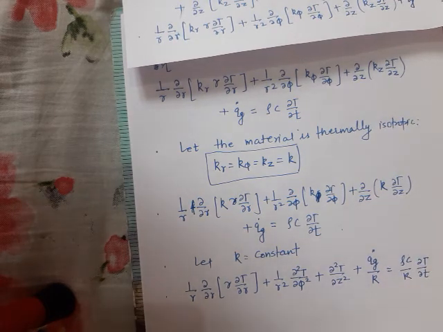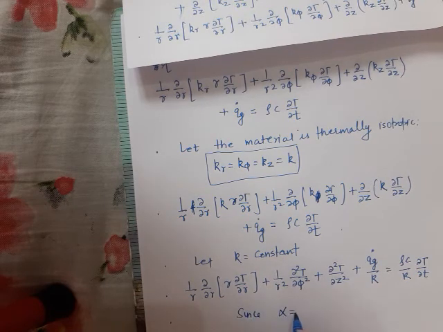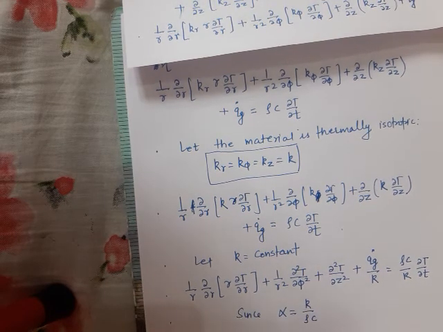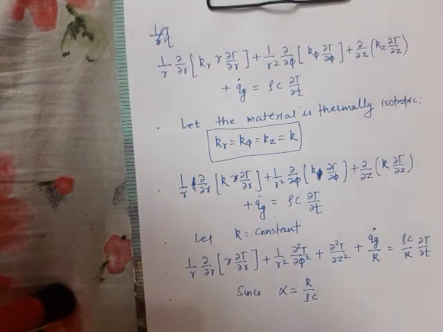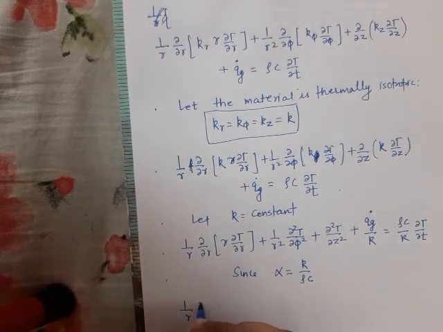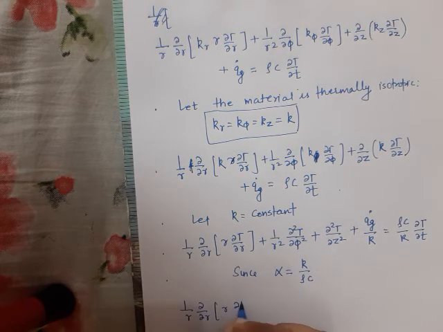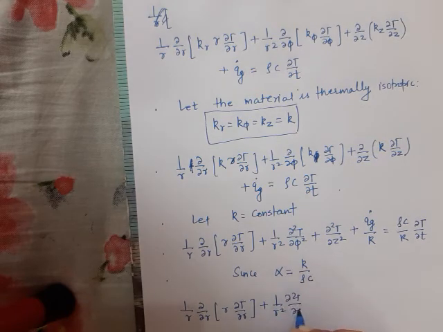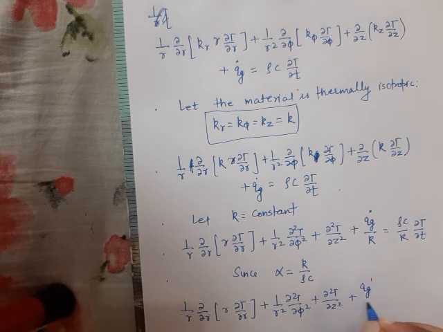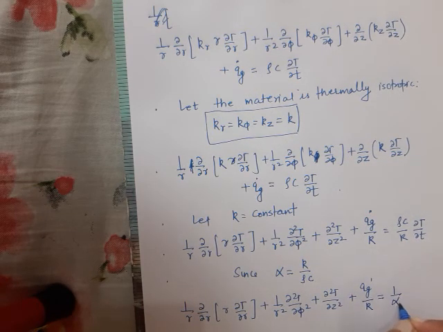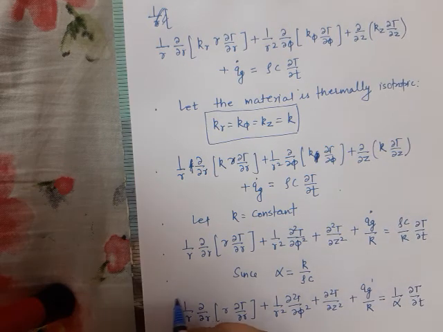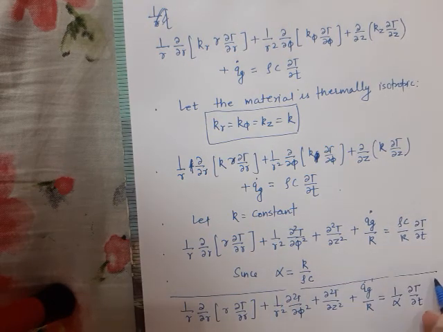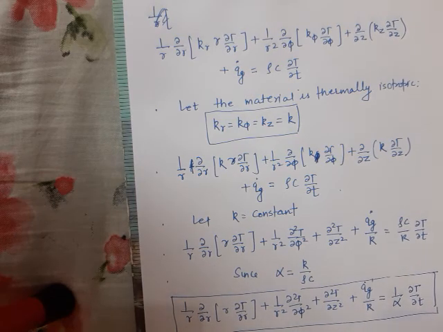So now, further, K upon rho C is known as the thermal diffusivity alpha. So the equation would become 1 by R del upon del R R del T upon del R, plus 1 upon R square del square T upon del phi square, plus del square T upon del Z square, plus Q dot G by K is equal to 1 upon alpha del T upon del t. This is your generalized heat conduction equation using certain approximations.